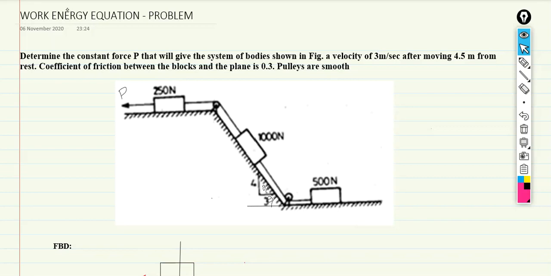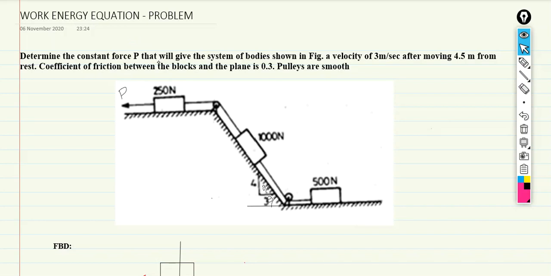Welcome back everyone. Today I'm going to do a problem using the work energy equation. So, a small example problem. Here in this figure you can see P is a constant force which must drive all these three weights. So our aim is to find P using the work energy principle. So let us start our problem.